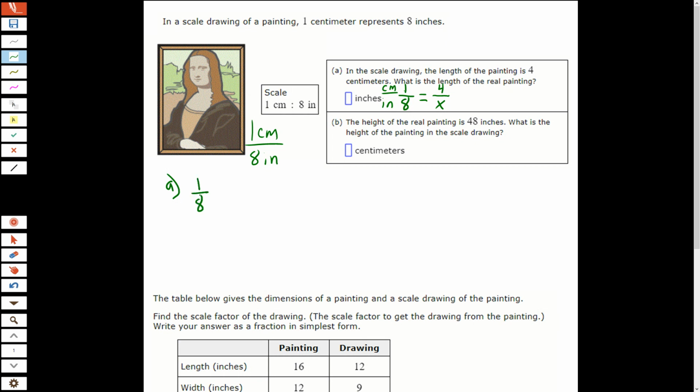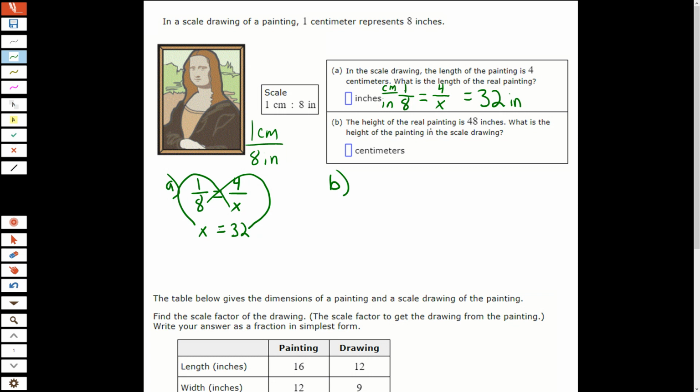1 over 8 is equal to 4 over x. Now I just have to do my math. 8 times 4, cross multiply, cross products, is equal to 32. Drop down your equal sign. 1 times x is just x. So x is equal to 32. So my painting is 32 inches. Okay, that's how you do A. So let's try B.